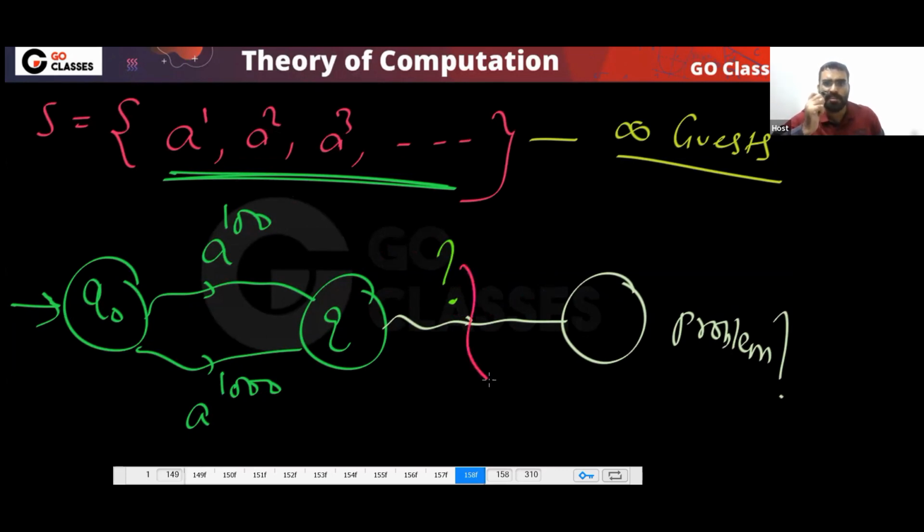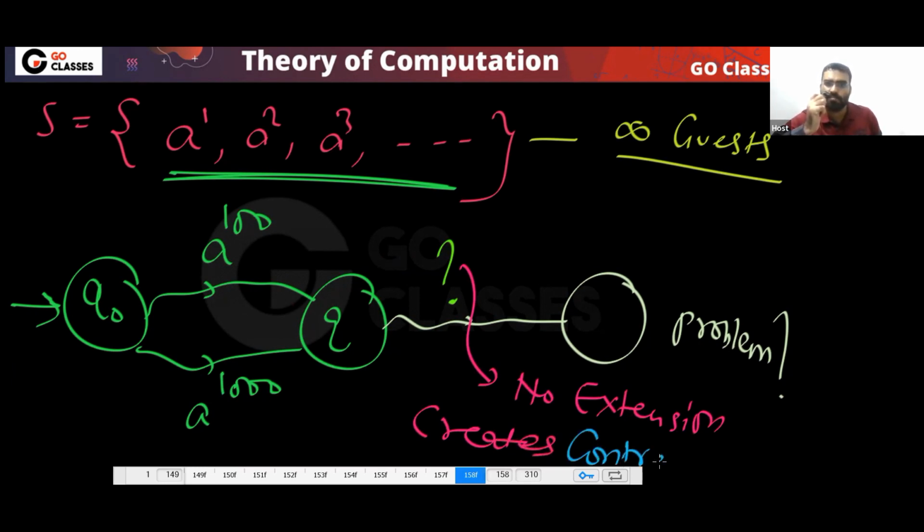No extension, right? Okay, no extension creates a problem. I can say no extension creates contradiction. There is no problem, I can say. So I can say there is no problem, right? This is what I'm saying. Did you understand this? So this set will not work.